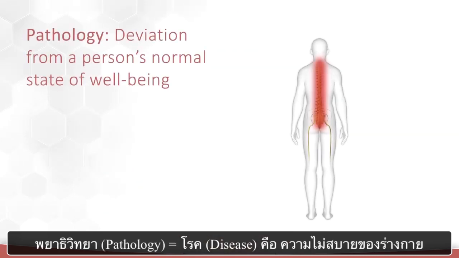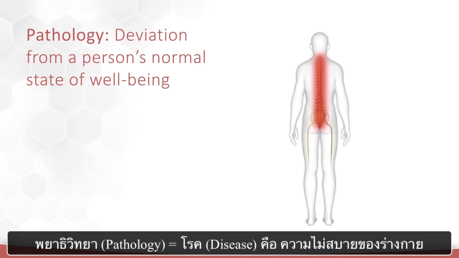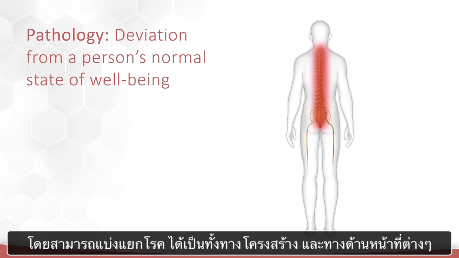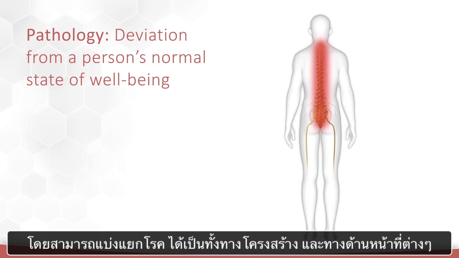The definition of a pathology is a deviation from a person's normal state of well-being. Each pathology is classified by how it deviates anatomically and physiologically.